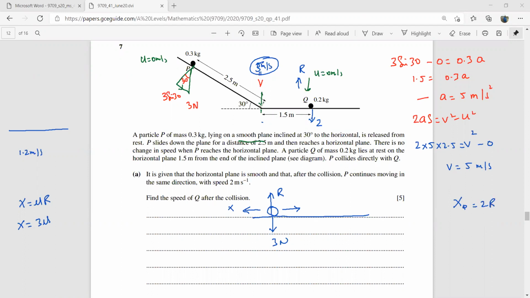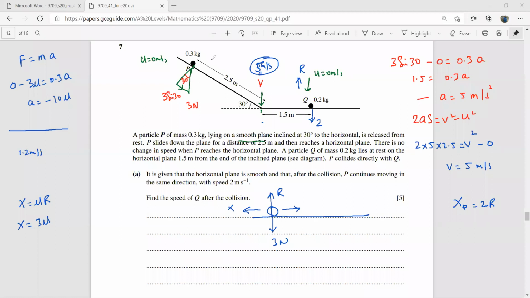Now this P is moving towards Q. Let's find its acceleration. Again, we're going to use F equals ma over here. Now there is no forward force. There is a backward force, which is 3 mu, and its mass is 0.3, and we want to find the acceleration. So the acceleration is going to be minus 10 mu, since 3 over 0.3 is 10, right?